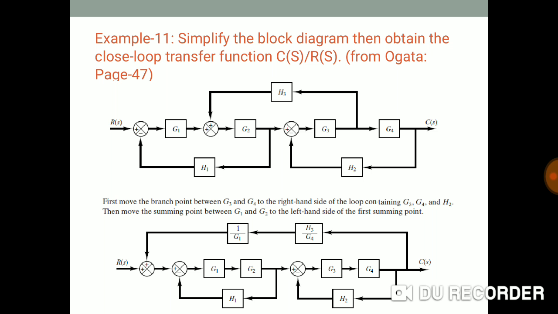Therefore in this we have shifted the takeoff point in between G3 and G4 to the right hand side, and the summing point in between G1 and G2 we have shifted to the left hand side. Therefore in the feedback loop we get 2 points we have added: 1 upon G1 and H3 divided by G4, as we have shifted the takeoff point and the summing point.